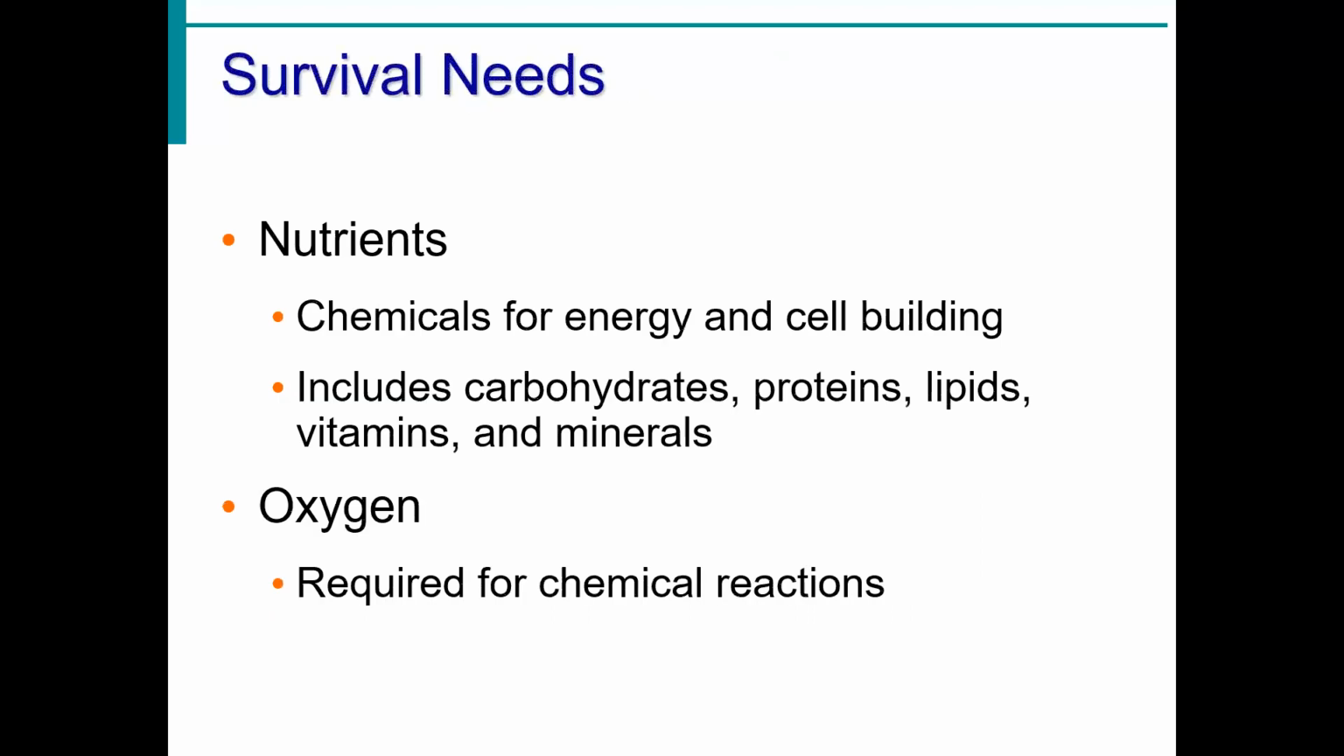Survival needs, quite essential. We have to have nutrients, all right? These are going to be the building blocks for energy and cell building, which is the fundamental unit of life, right? These nutrients are going to include those carbohydrates, proteins, lipids, and other vitamins and minerals that our bodies require, right? We know that we have a requirement for a certain minimum set of nutrients for all living things, all right? Oxygen. Oxygen is absolutely required for sustaining human life. It's going to be required for these chemical reactions, all right? We need oxygen in order for cellular respiration to take place.